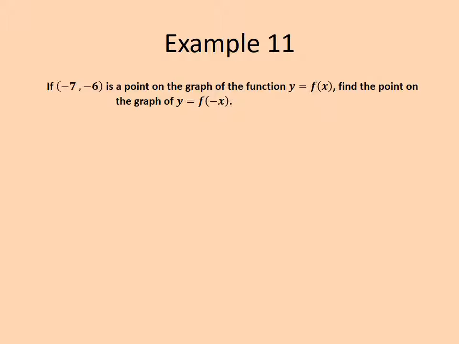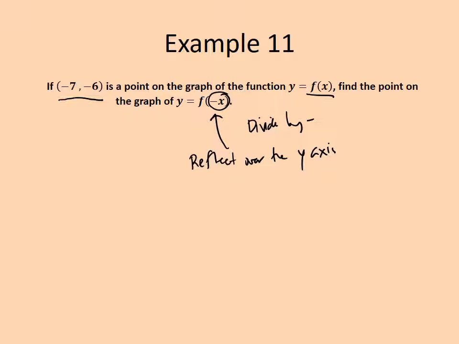So we're just going to do this algebraically. So we have negative 7, negative 6 is part of the original function. And we're going to do negative x. So that means it's going to reflect over the y-axis. And since it's inside the function, we're going to do exactly opposite of what we think. So we're going to divide by negative 1. Negative 1, not negative 7.